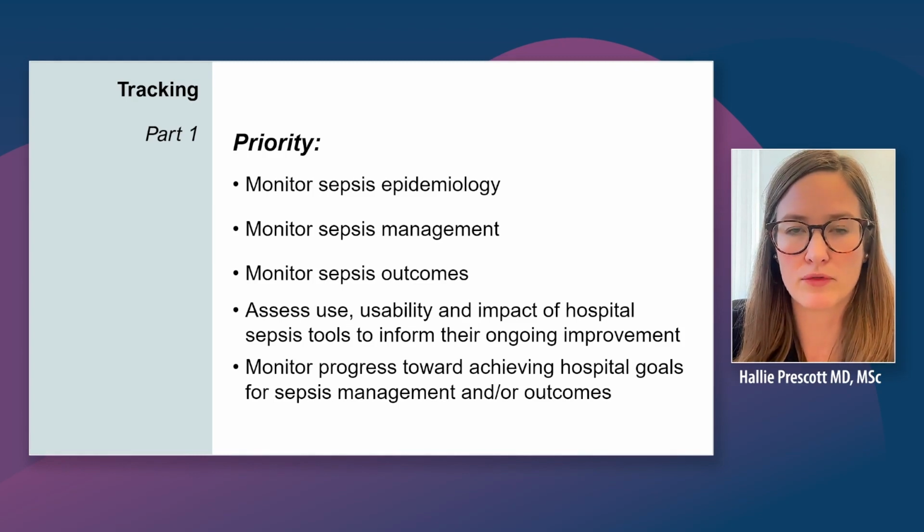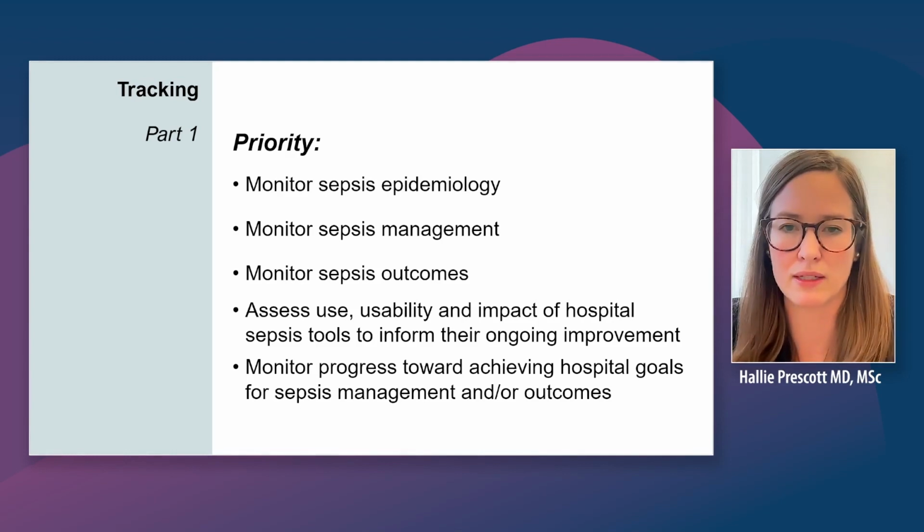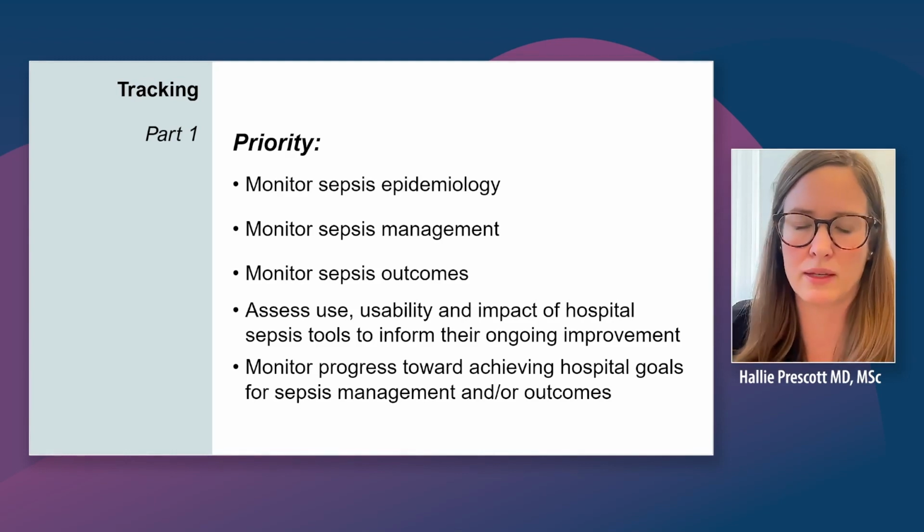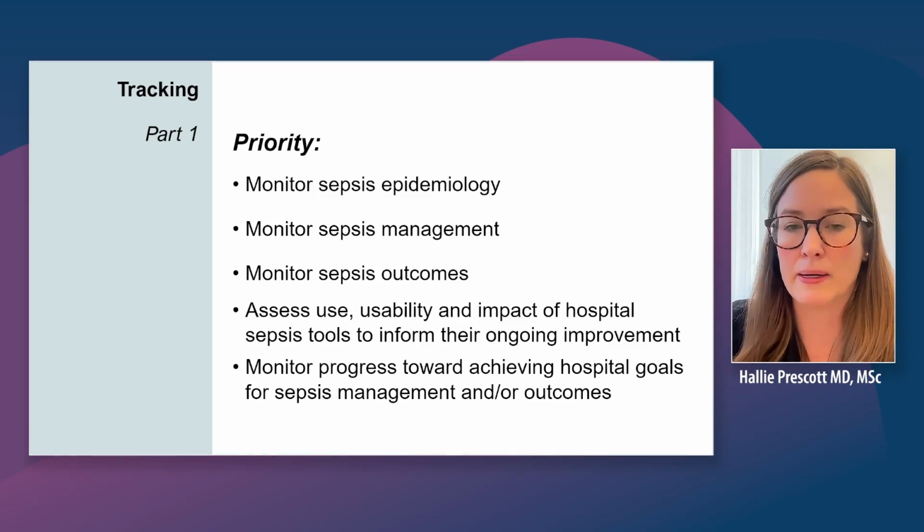So priority examples for tracking of sepsis, including monitoring of sepsis epidemiology. How many hospitalizations are you having for sepsis? How many people are coming in with community onset sepsis? And how many people are developing sepsis during the course of hospitalization? Monitoring sepsis management. Again, no one hospital is going to be able to track everything. And so you'll need to think about strategically selecting the areas of management that you think represent the biggest opportunity or are areas of focus for your hospital sepsis program goals.